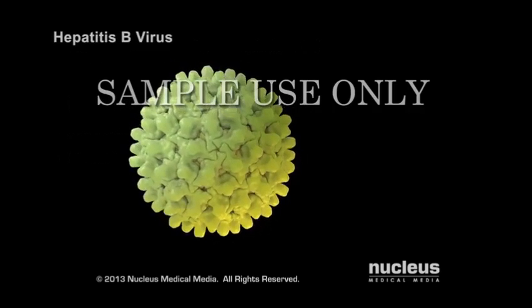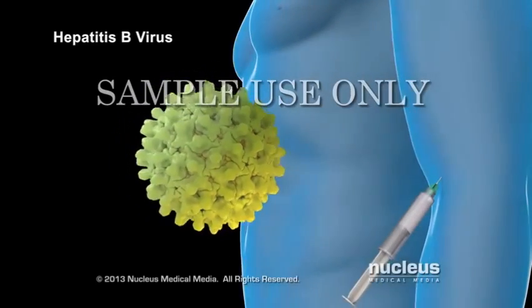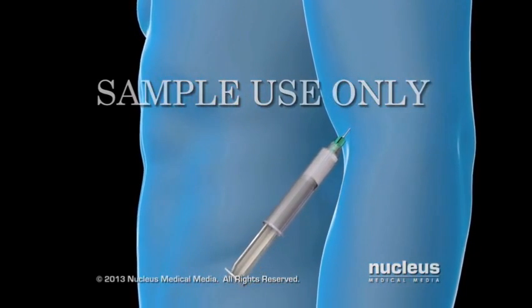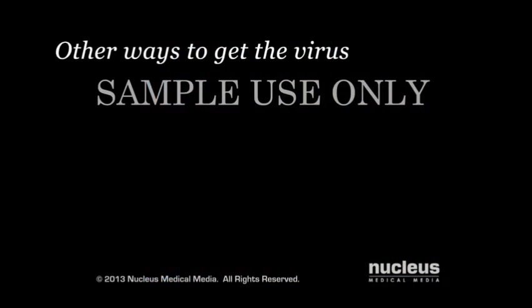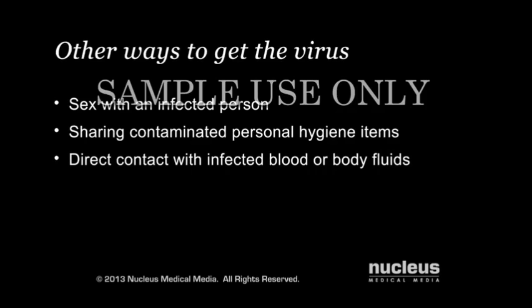If you have hepatitis B, the virus entered your body when you were exposed to the blood or other body fluids from a person infected with the virus. This could have happened from sharing a drug syringe with an infected person. Other ways you may have been exposed to the virus include having sex with someone infected by the virus, sharing personal hygiene items such as razors or toothbrushes used by an infected person, direct contact with the blood or body fluids of an infected person, or when a mother passes it to her baby during birth.